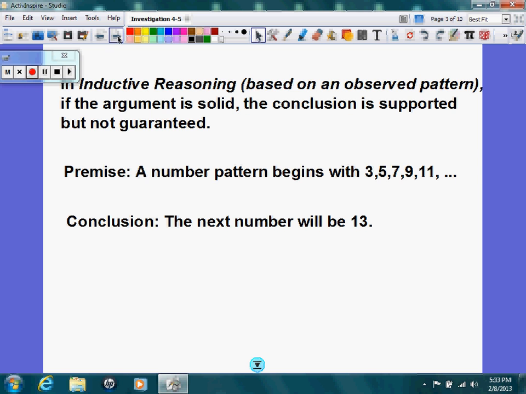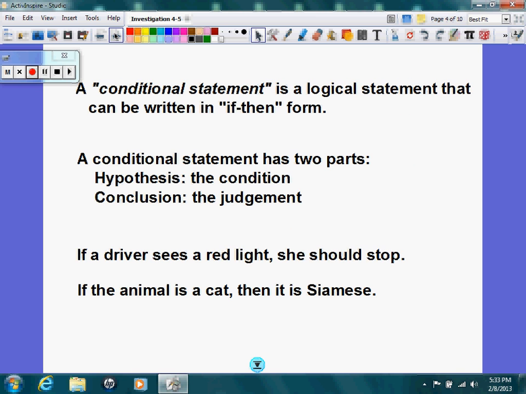If our premise had said that an arithmetic series begins with the numbers 3, 5, 7, 9, and 11, then the next number would have been 13, and this would not have been inductive reasoning. This would have been deductive reasoning.